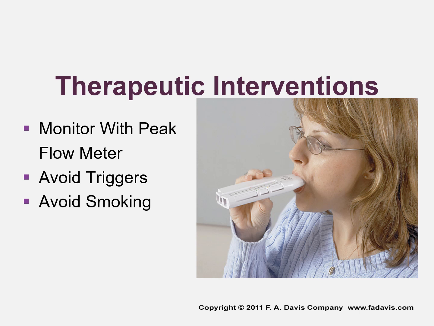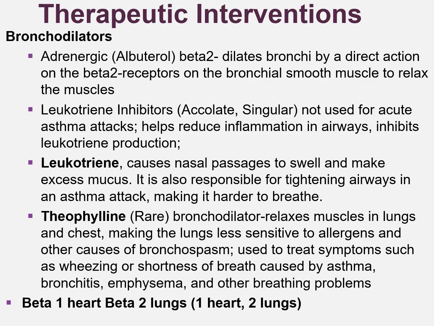Therapeutic interventions are to monitor the patient with the peak flow meter, avoid triggers or teach them to avoid triggers, and teach them to avoid smoking. Adrenergic beta-2 bronchodilators such as albuterol are used as first-line treatment for asthma, especially acute asthma attacks. They dilate the bronchi by using a direct action on the beta-2 receptors on the bronchial smooth muscle to relax the muscles.